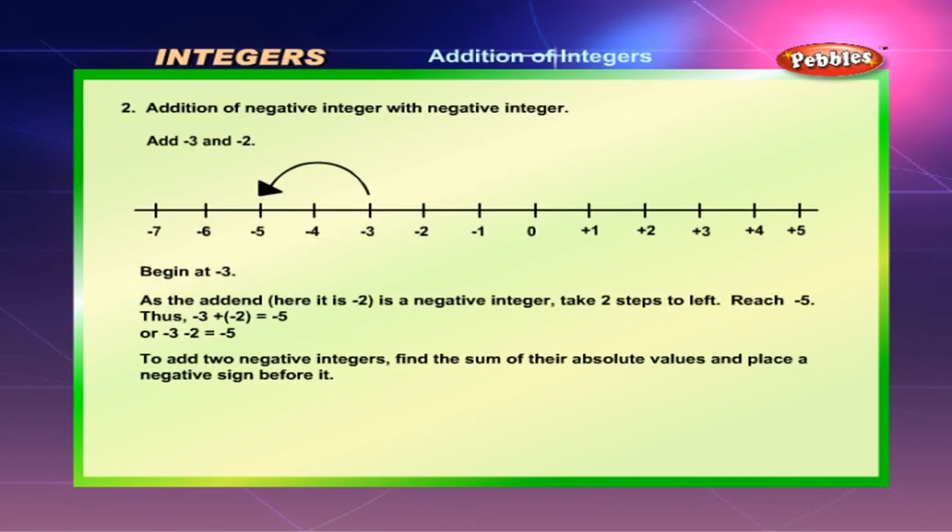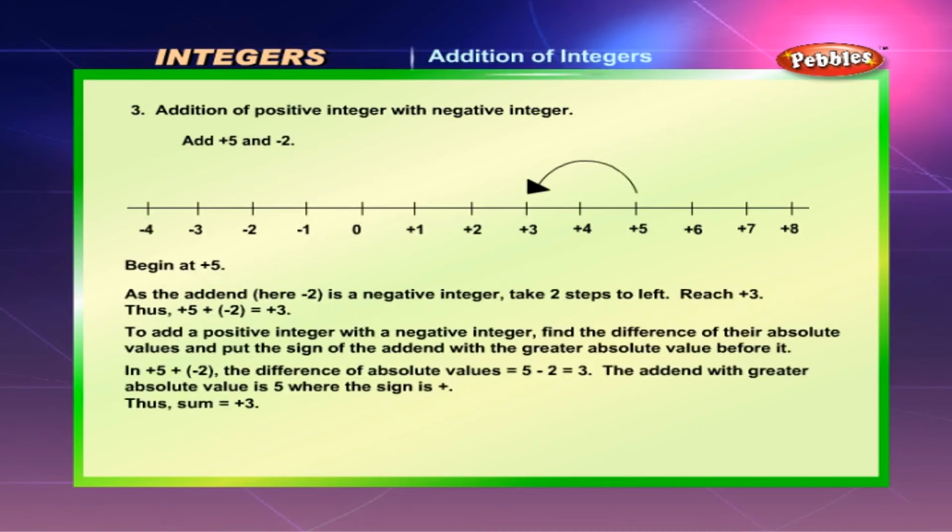Addition of a negative integer with a negative integer. Add minus 3 and minus 2. Begin at minus 3. As the addend is a negative integer, take 2 steps to the left. Reach minus 5. Thus, minus 3 plus minus 2 is equal to minus 5, or minus 3 minus 2 is equal to minus 5. To add two negative integers, find the sum of their absolute values and place a negative sign before it.